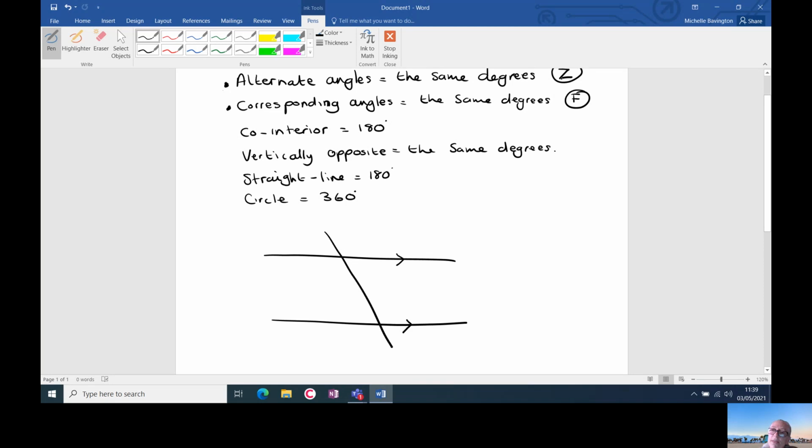Now, this Z helps us find the alternate angles. So let's just do one. That one there and that one there will be the same. Within that Z are your alternate angles: one along the top of the line and one towards the bottom of the line. It's all to do with this line. Keep an eye on your line.